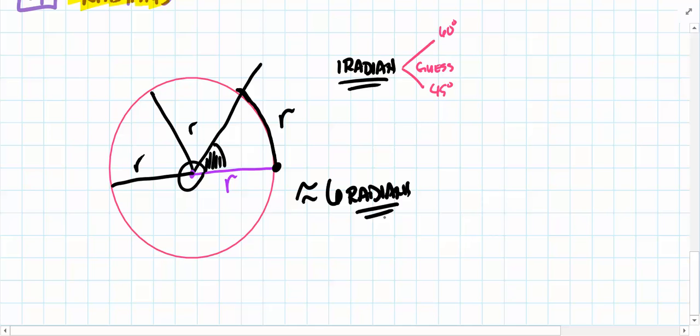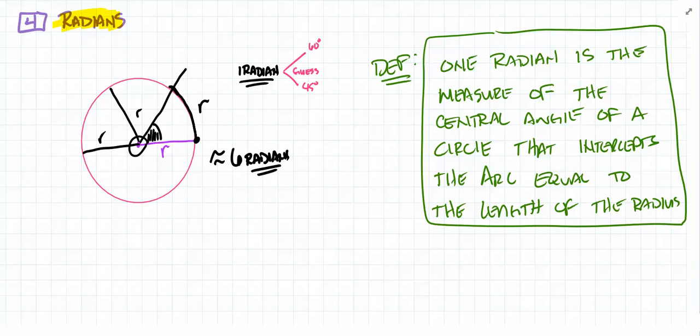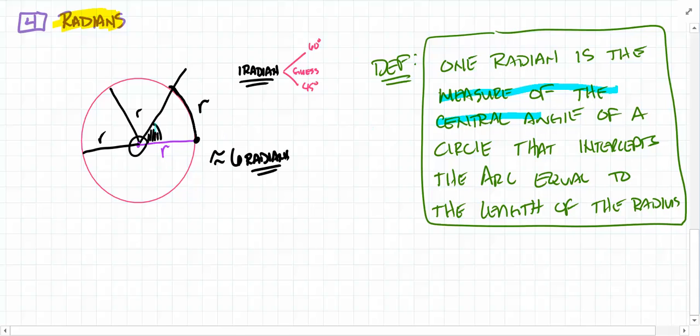Okay, so let's explain this. A radian is the measure of the central angle. So let's highlight that for you. The measure of the central angle is this measure right here, that blue angle that I just highlighted for you. So 1 radian is the measure of the central angle of the circle that intercepts the arc that is equal to the length of the radius. Intercepts the arc of the circle equal to the length of the radius.